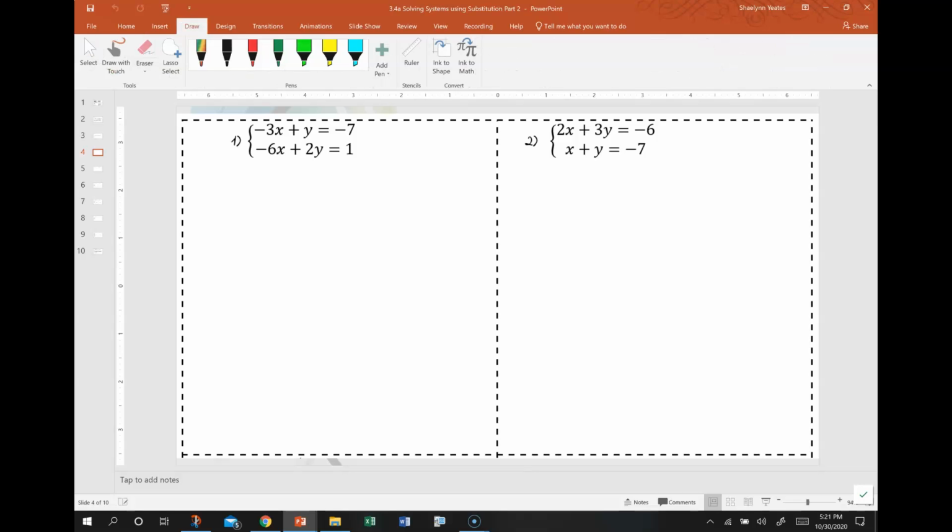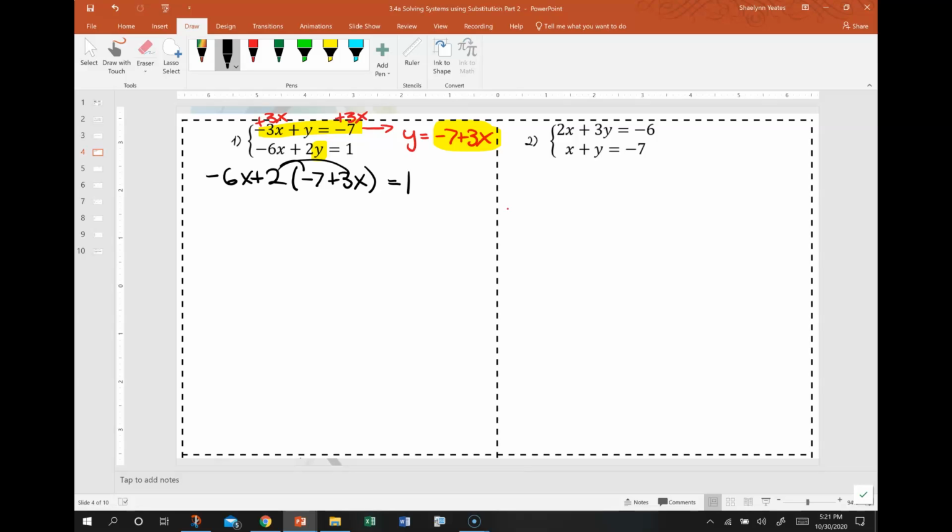Now if you notice, this top equation is going to be the easiest to solve for y. So I'm going to add the 3x to both sides, and I get y equals -7 plus 3x. From here, I can now take this piece and plug it in for this y. So I have -6x plus 2, then I can plug in the -7 plus 3x equals 1.